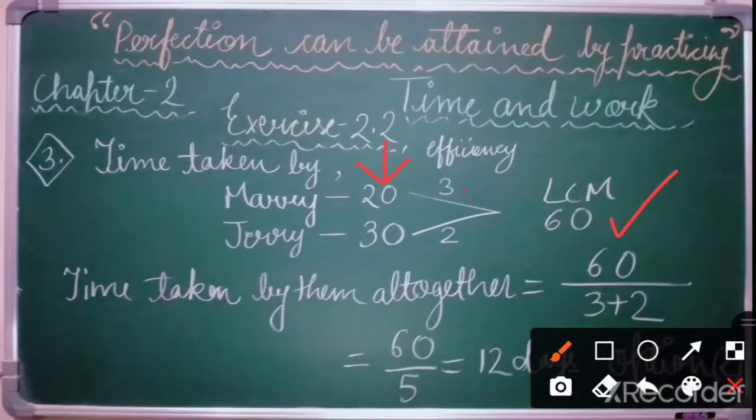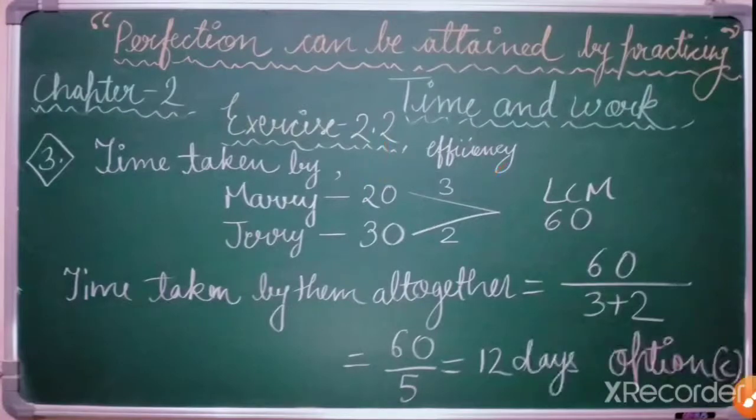So the efficiency of Mary would be 3, since 20 3s are 60, and the efficiency of Jerry would be 2, since 30 2s are 60. So find out the time taken by them. We will keep the total work divided by the sum of their efficiency. So 60 by 5 would fetch you 12 days. So option C would be your correct answer.